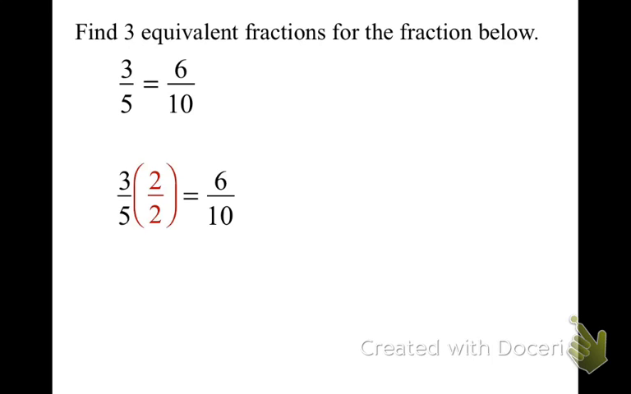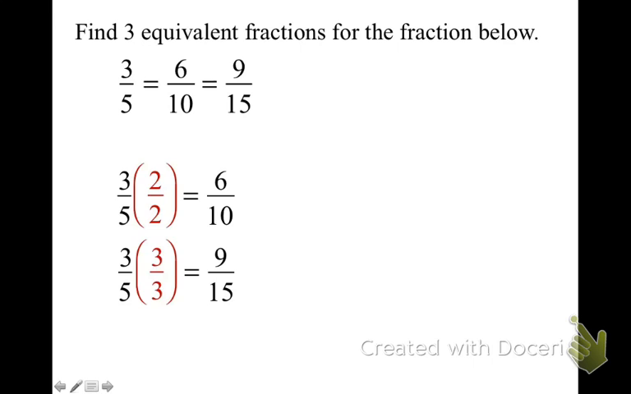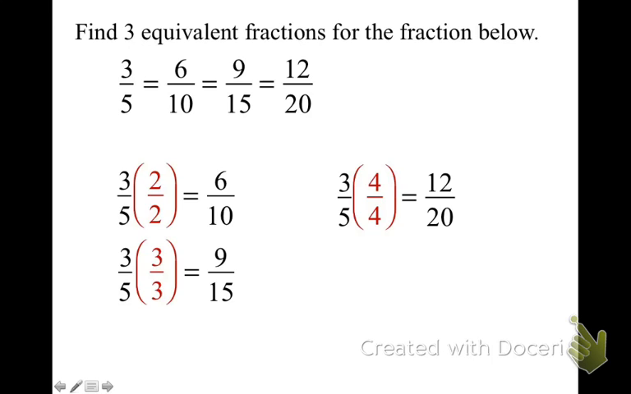So it's one of our equivalent fractions. Then I'm going to multiply both of them by 3. Then I end up getting 9/15, which is another equivalent fraction. I need one more, so I'm going to pick 4, multiply it by 4, and I get 12/20, which is another equivalent fraction. So that's what we're doing.